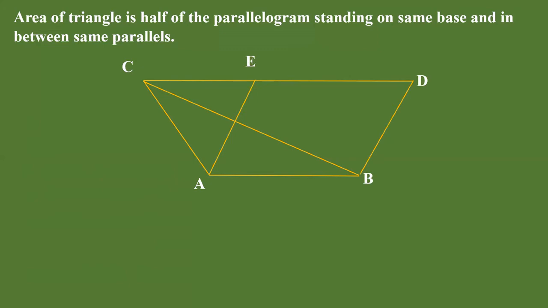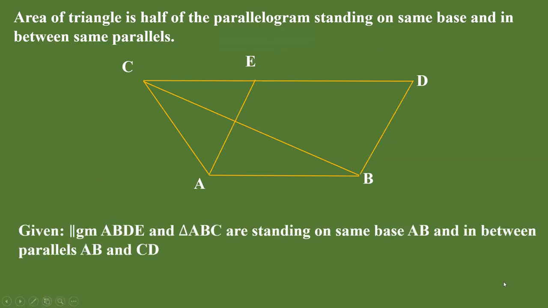So let's write the given here. What is the given? Let's look closely here. You can see parallelogram ABDE and triangle ABC are standing on the same base AB and in between parallels AB and CD. Got it? Now, what do we have to prove here? It is that triangle ABC is equal to half of parallelogram ABDE. Okay, now let's prove this one.